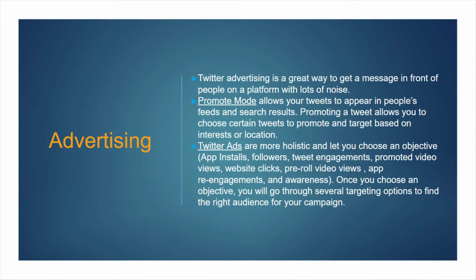And then the second type of ad are Twitter ads. And these are more holistic and they let you choose an objective. So here's where, if you have a mobile app, you can get people to download your app. You can run these ads to get more followers, tweet engagements, promoted video views, web clicks, pre-roll videos. So there's a lot that you can do. And once you choose an objective, you'll go through several targeting options to find the right audience.